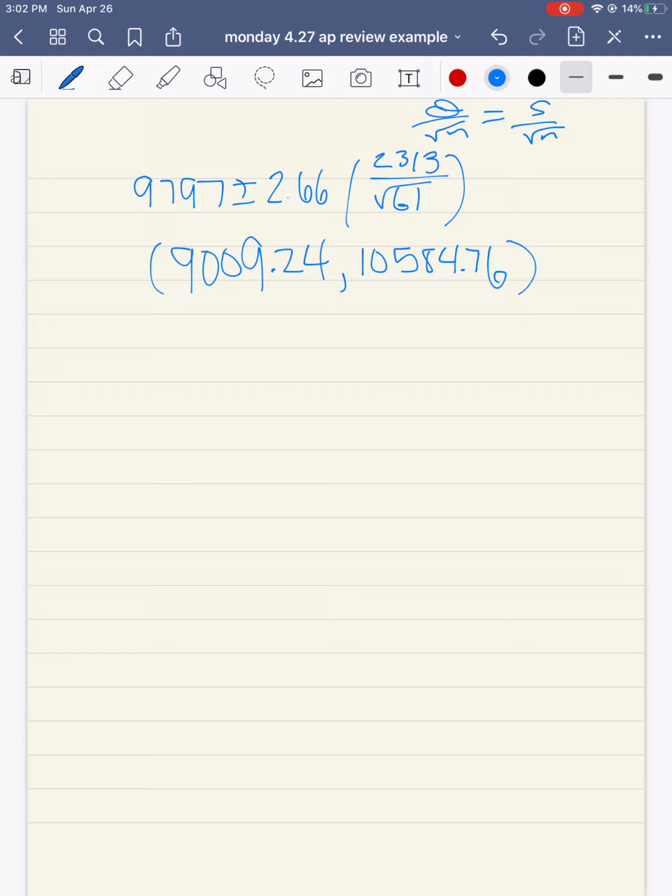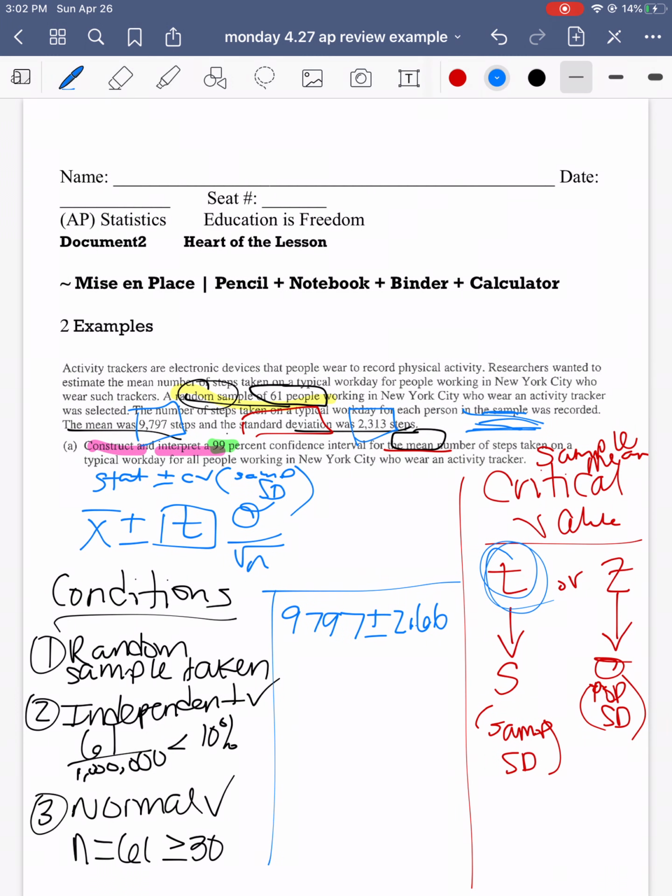Well, what does this actually mean? Because remember, the two things here were to construct and interpret. So in the context of the problem, it says find the confidence interval for the mean number of steps taken on a typical workday for all working people in New York City who wear an activity tracker. So we can say we are 99% confident that the mean number of steps taken on a typical workday for all people working in New York City is between 9,009 and 10,584. So let's actually just record this.